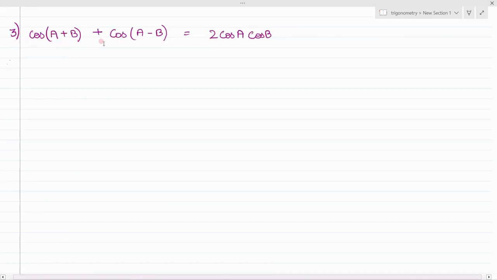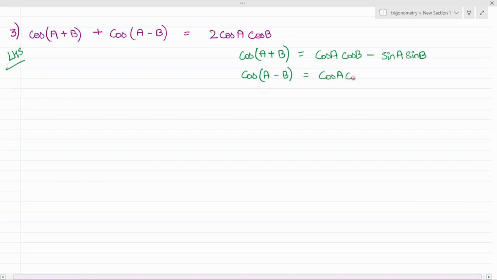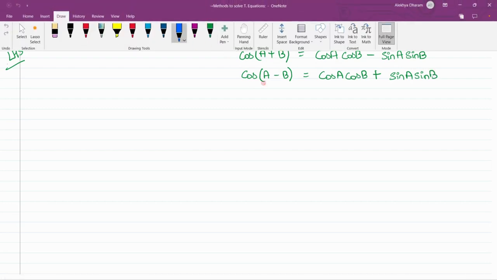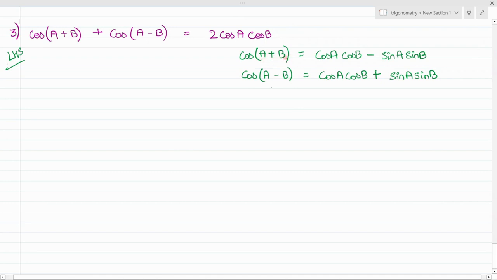The third one is cos of a plus b plus cos of a minus b is nothing but 2 cos a cos b. So to prove LHS, we need to know the formula of cos a plus b and cos a minus b. The formula for cos a plus b is nothing but cos a cos b minus sine a sine b. Similarly, for cos a minus b, it is almost the same, but instead of minus, we'll write plus over here, sine a sine b. For these formulas, the easy way to remember is: if inside it is plus, on the RHS you'll get minus, and vice versa. And this is applicable only for cos.